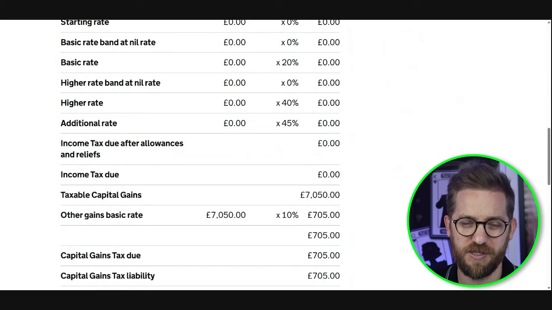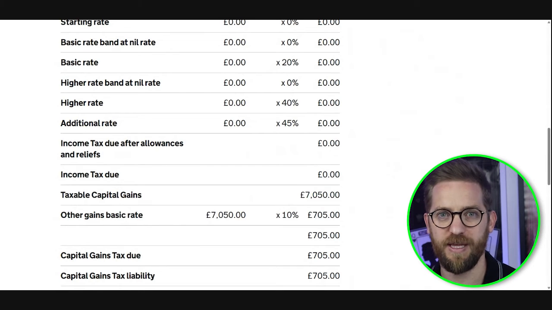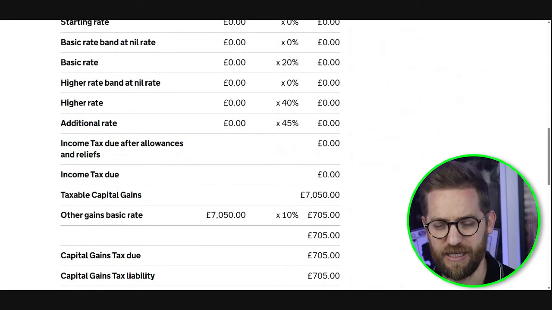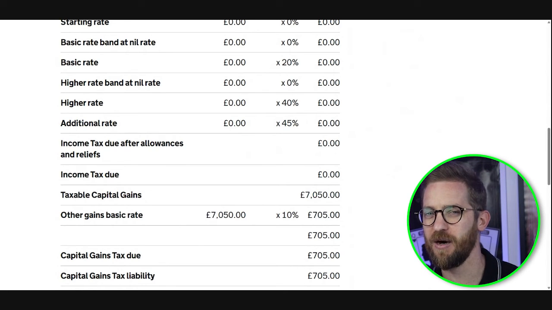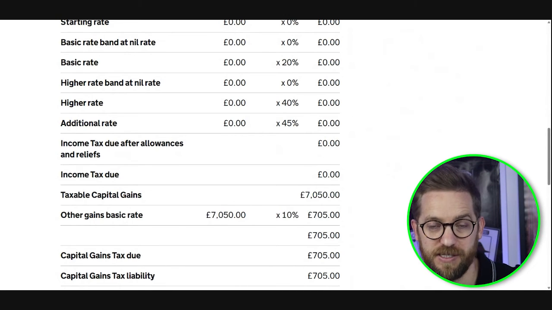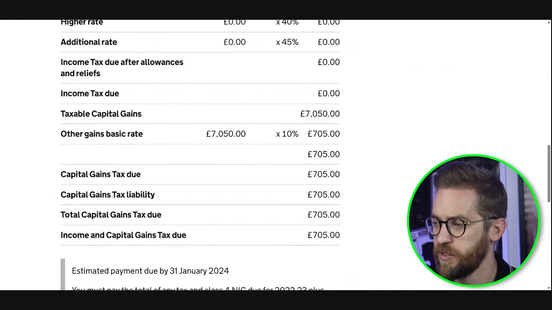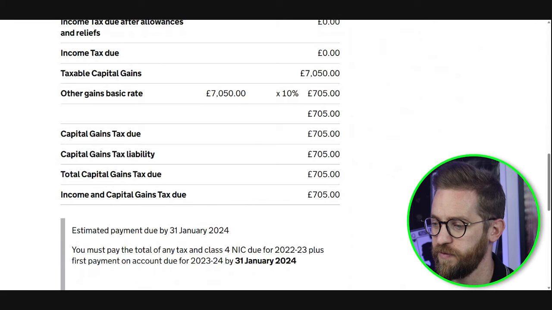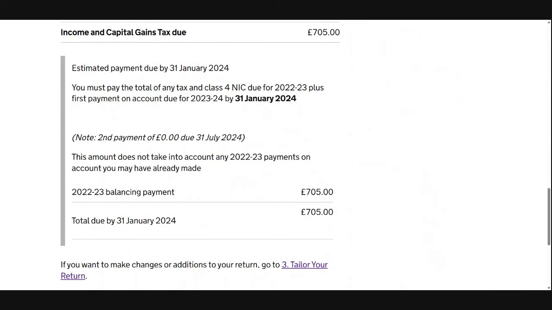But if you're disposing of certain assets, which is normally residential property, those rates are normally actually 18% for basic rate taxpayers or 28% for higher and additional rate taxpayers. So it depends on your level of income and what you're disposing of, but they will enter the correct tax rate based on the selection that you made back under the capital gains section. 10% of 7,050, £705. So it's a very straightforward calculation. And again, you can see at the bottom of the page that is due by the 31st of January 2024.